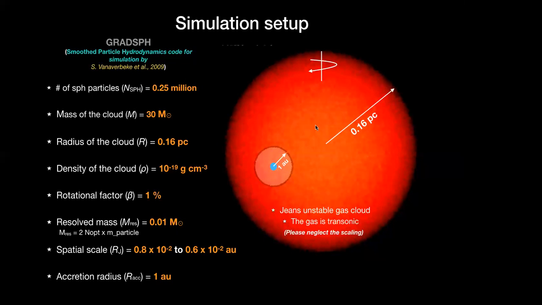This sphere of gas is also rotating, and the rotation parameter beta, which is the ratio of the rotational energy to the gravitational potential energy of the system, is just 1%. So this sphere is rotating also.